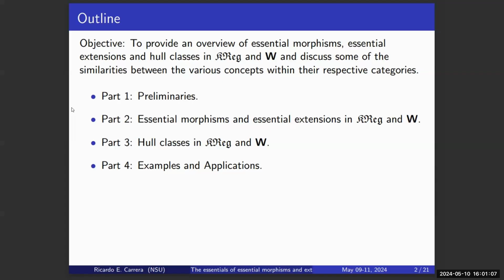So the talk is going to be broken up into 4 parts. The first part is just preliminary background information. Then I'm going to go into essential morphisms and essential extensions in kReg and W. I'll go ahead and define Hall classes in kReg and W, and then give some results about how to go about identifying, generating, and working with Hall classes in kReg. And then at the end, I'll provide some examples and some applications. And then hopefully, if there's a little bit more time after that, I'll be able to talk about how this work is actually related to other categories of frames.